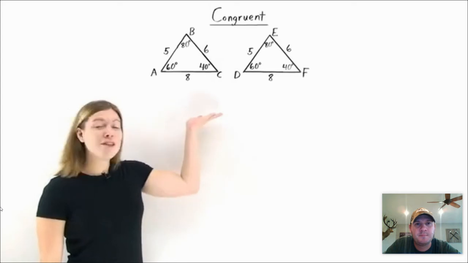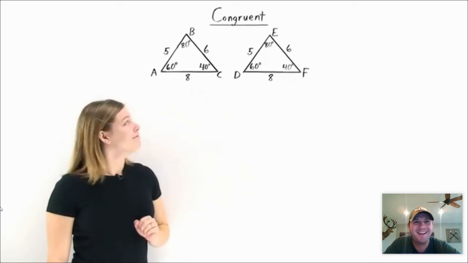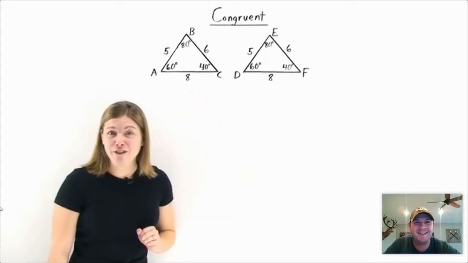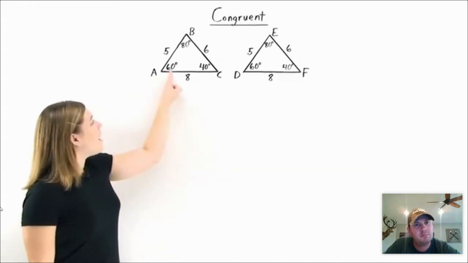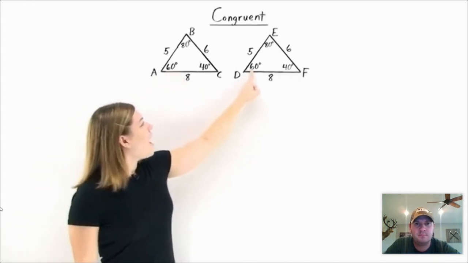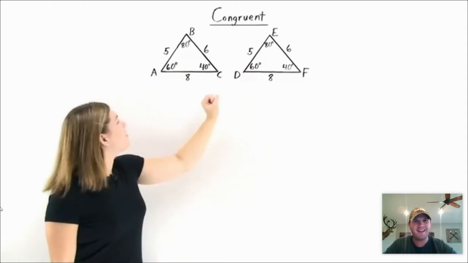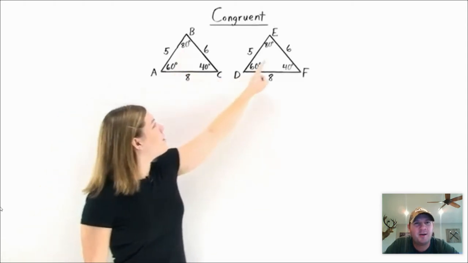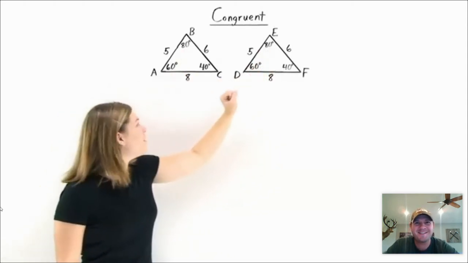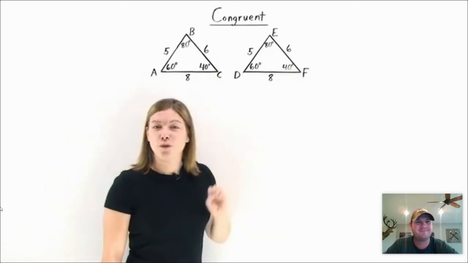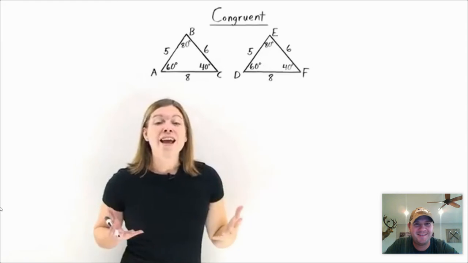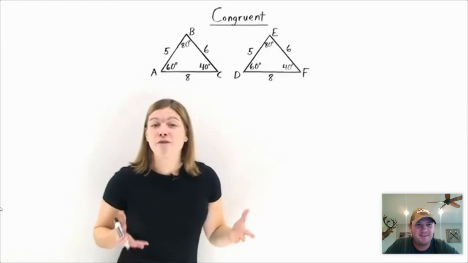What do they have in common? They're triangles. Well, they have pretty much everything in common. Let's take a look at the angles. This angle measures 60 degrees, and this angle measures 60 degrees. This angle measures 80 degrees, and this angle measures 80 degrees. This angle measures 40 degrees, and this angle measures 40 degrees. The angles in each of these triangles have a matching pair.